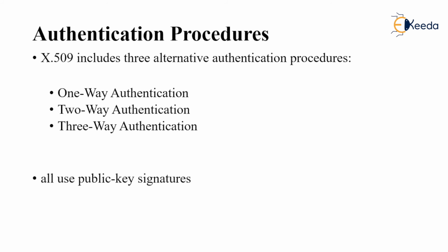Now, what is the authentication procedure that these certificates follow? X.509 certificate includes 3 types of authentication. They have different alternatives to the authentication procedures, and they are one-way authentication, two-way authentication, and three-way authentication. Obviously, all of these authentications use public key signatures.